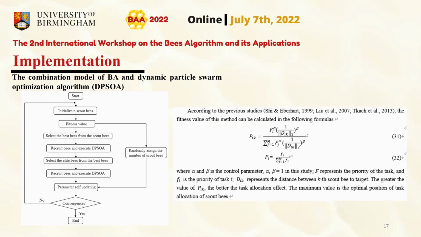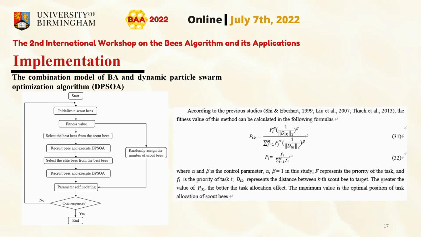In the previous slides, the convergence performance has been proved for the bee algorithm using Markov chain theory. However, without the site abandonment strategy, the bee algorithm is proven to be trapped in local optimal results. In this work, a combination model of the bee algorithm and DPSOA was adopted to improve the local search capability by integrating the advantages of bird and bee colony foraging behavior.